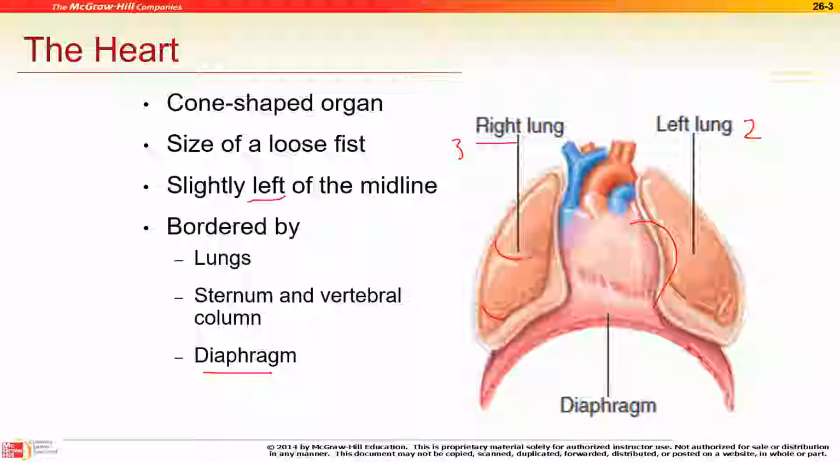We've got the diaphragm. What type of muscle is the diaphragm? Smooth muscle. We can't control it, because in the middle of the night, do you have to think of breathing? No, because it goes on automatically. Yep, involuntary.